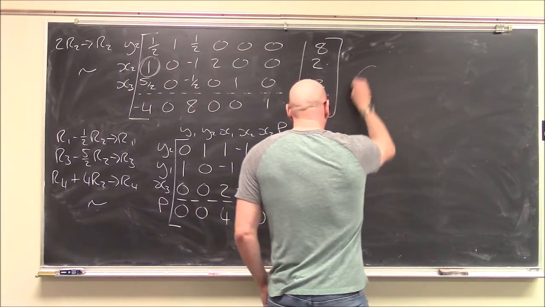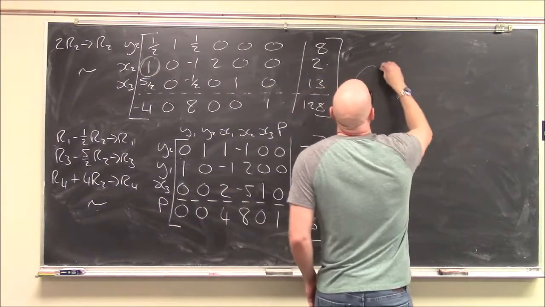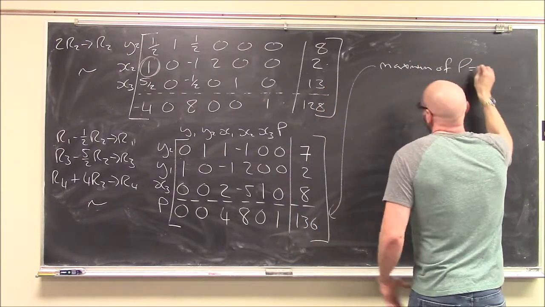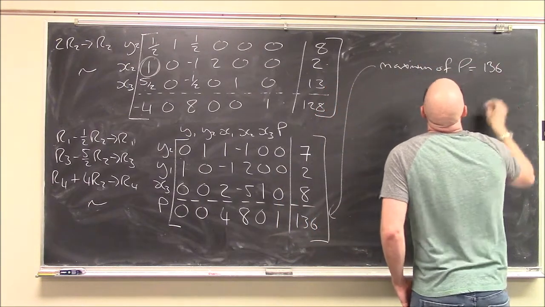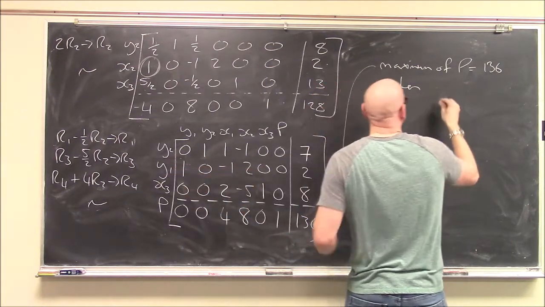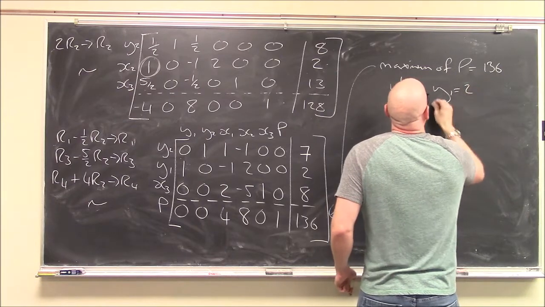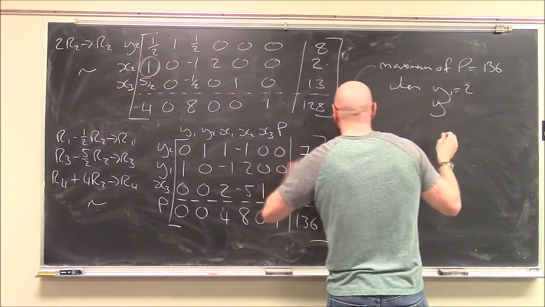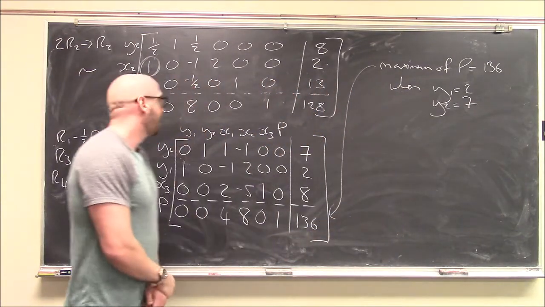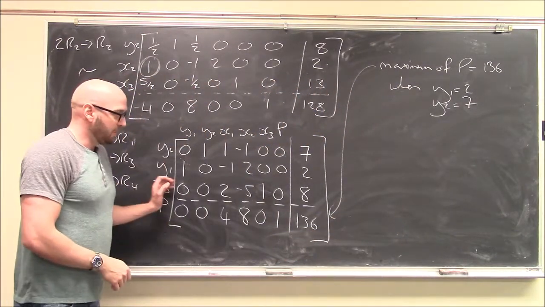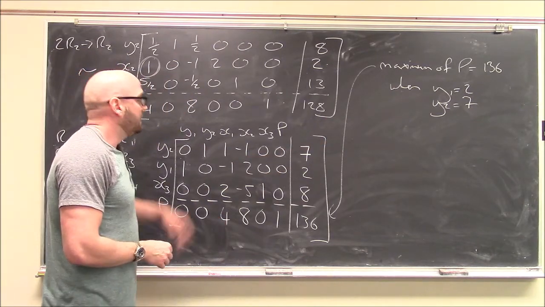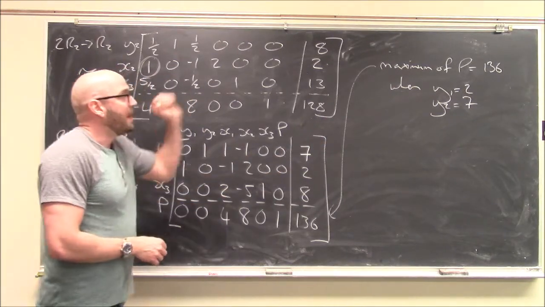And what does this tell me? This tells me I've got a maximum of p equals 136, and it occurs when y1 is 2 and y2 is 7. I also know something about the slack. I know the slack x3 would have to be 8 and the other ones are 0, but we've used the simplex method to maximize the dual problem.